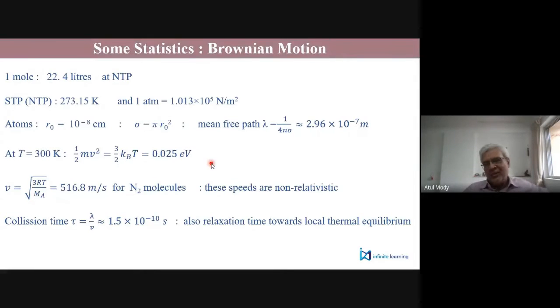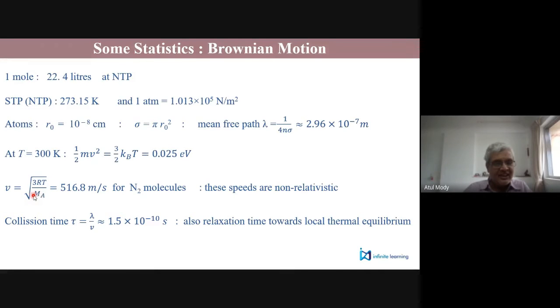Now at 300 Kelvin, the average kinetic energy, which is 3 by 2 kT, if you calculate in joules and then convert it into electron volt, it will turn out to be 0.025 electron volt. Velocity, this is of course RMS velocity, root mean square velocity. Of course, same equation, you can just invert it for velocity. It will turn out to be root of 3RT upon M. M is the molecular weight.